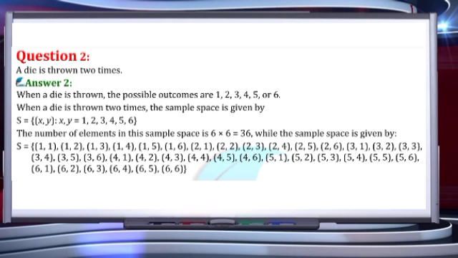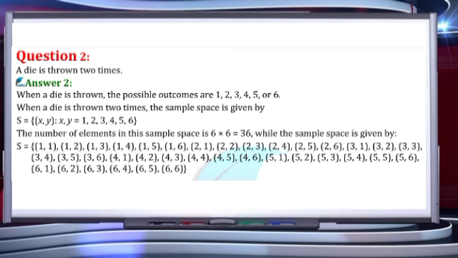Now how do we write the total outcomes? Students, we will write them by fixing one point. Suppose we have fixed 1 on the first throw. Then in the second throw it could be 1, 2, 3, 4, 5, 6. Likewise, suppose 2 comes on the first throw. So 2 could come with 1, 2, 3, 4, 5, 6, again 6 cases. So likewise we will make 6 times 6, that is 36 cases for the sample space.